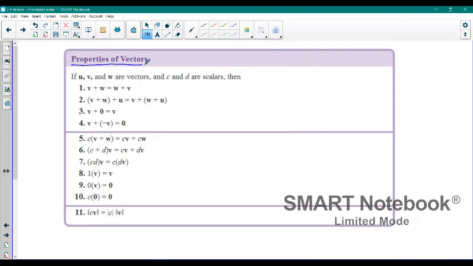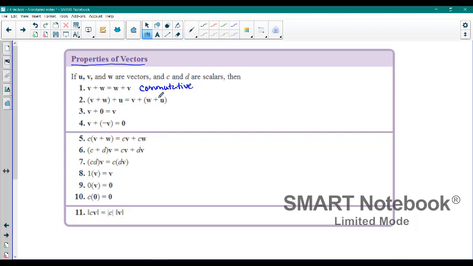Here we see a list of several properties of vectors. Let's say that U, V, and W are vectors. C and D are scalars. Remember, we're thinking of those as constants. And then we have the following. Vector V plus W is the same as vector W plus V. The order doesn't matter. That means addition of vectors is commutative.